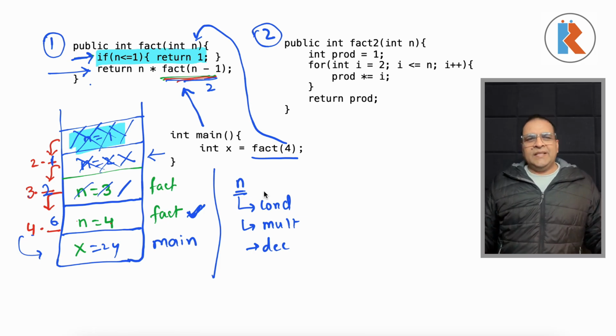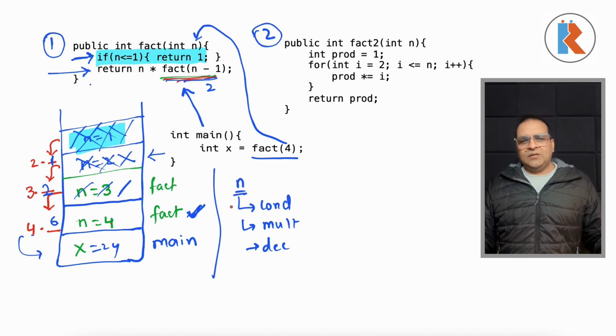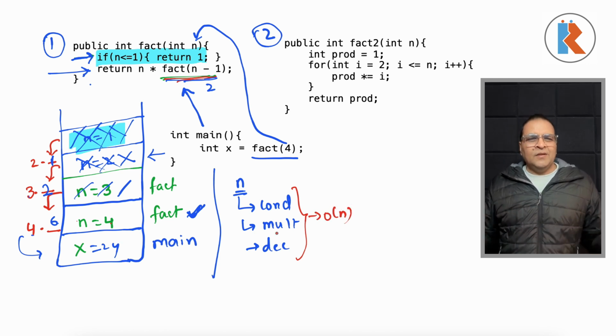I mean, you can say that the topmost stack frame does not perform the multiplication and decrement, but we are talking about the order complexity, so we will ignore the constants. We can conclude that these 3 operations are performed order of n times. Because all of these 3 operations take constant time, the total time taken by this function is order of n, or big O of n.